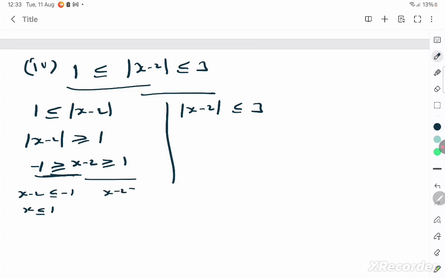Taking this inequality, x minus 2 is greater than or equal to 1, x is greater than or equal to 3. And putting it on the number line, you have 1 and 3, x is lesser than or equal to 1, x is greater than or equal to 3. I'm getting the answer like this.